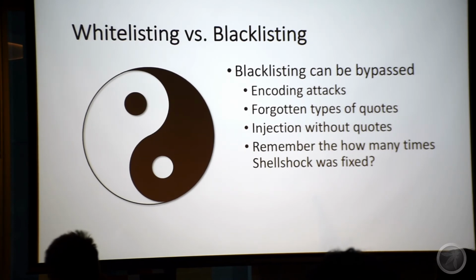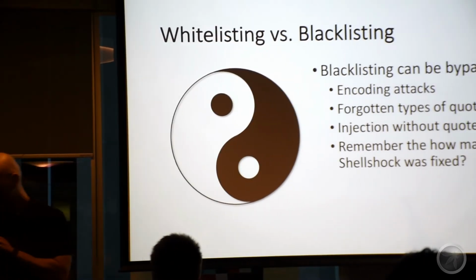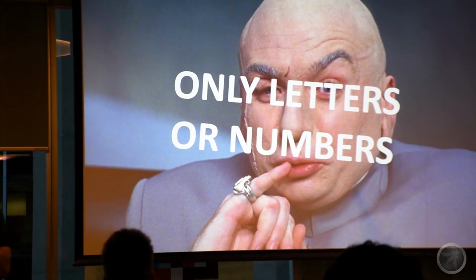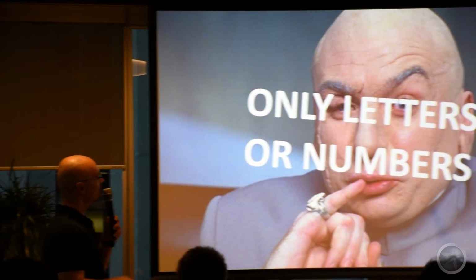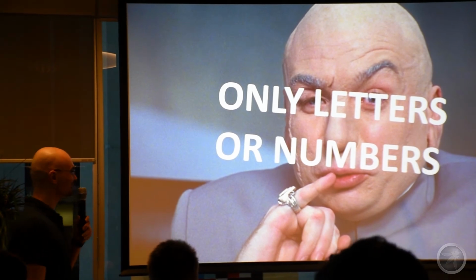And blacklisting can be bypassed in various ways. Encoding attacks, types of quotes that you don't know about. Also injection without quotes. If you're blocking just for quotes, well, there's injection without quotes. Does any of you remember how many times they tried to fix Shellshock? Because they kept coming up with payloads that were bypassing the blacklisting. So blacklisting is not as effective. Rather than saying no quotes, say only letters or numbers. That's a better way. Have a positive approach to it.